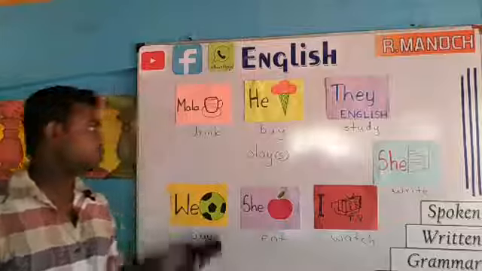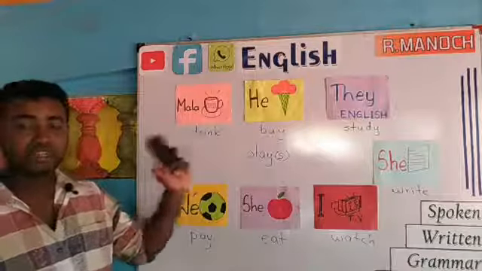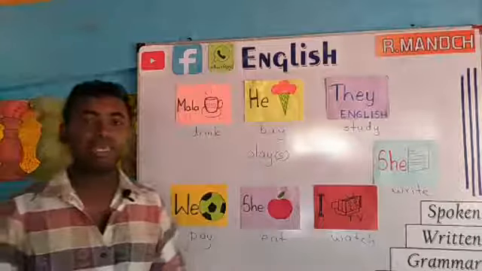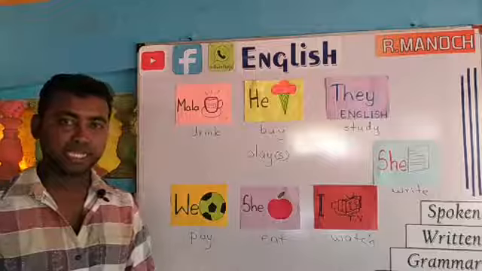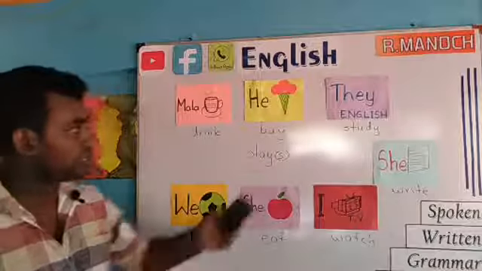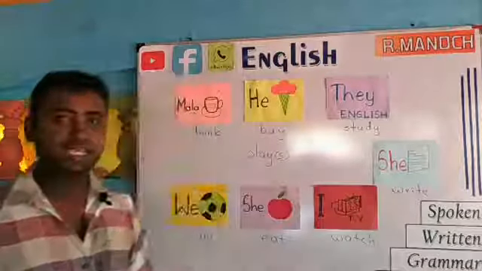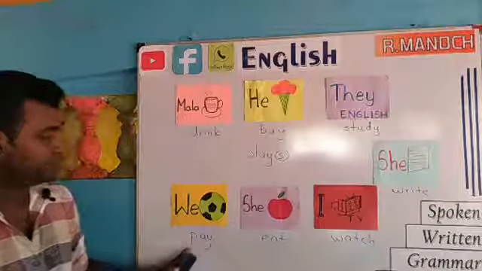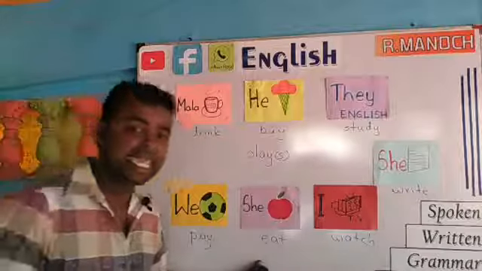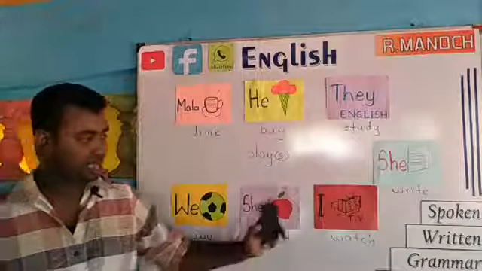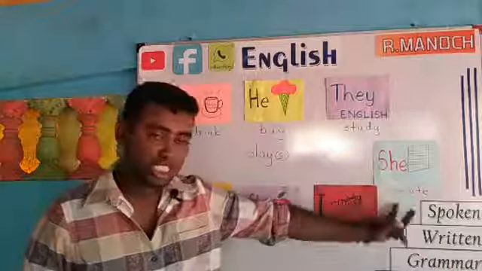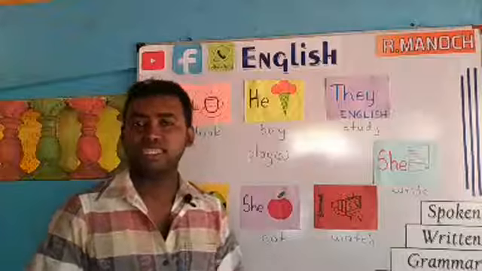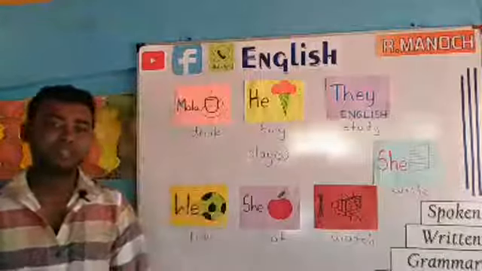Right? So, Mala drinks coffee. S will come. Here, he buys an ice cream. Then they study English. Here S won't come. We play football. She eats an apple. S will come. I watch TV. She writes a letter. Okay. These are the 7 simple sentences in simple present tense.